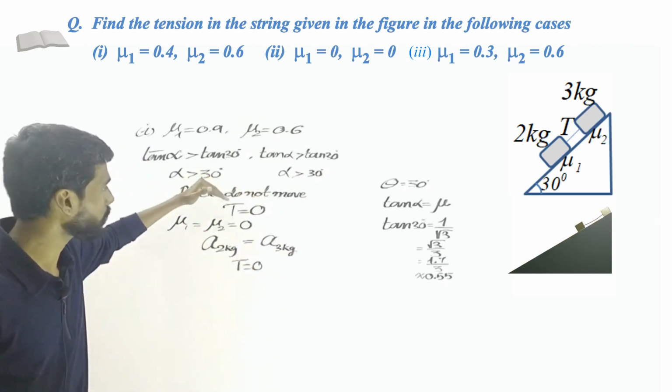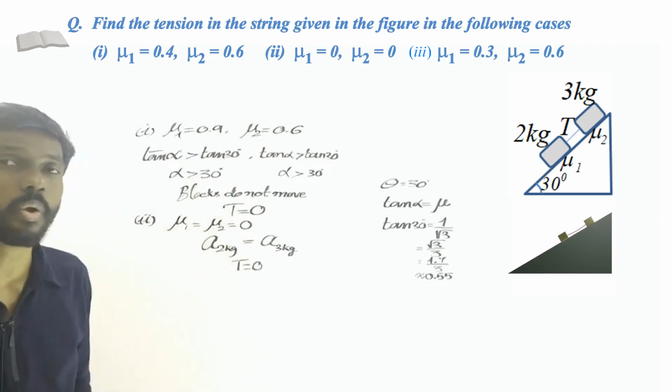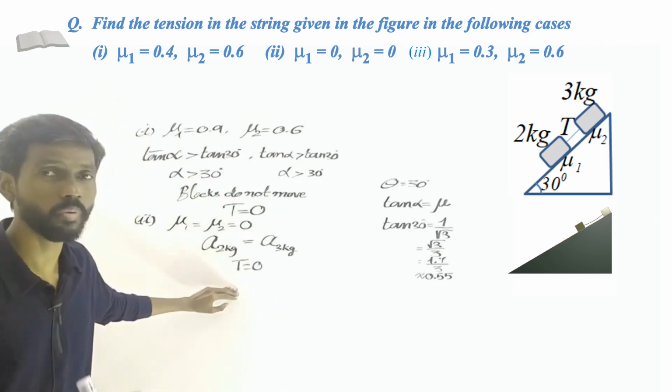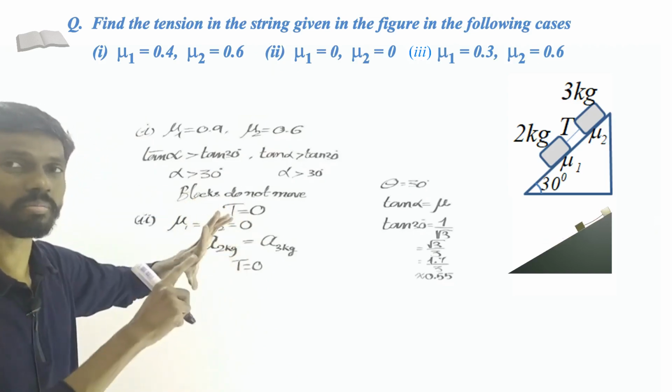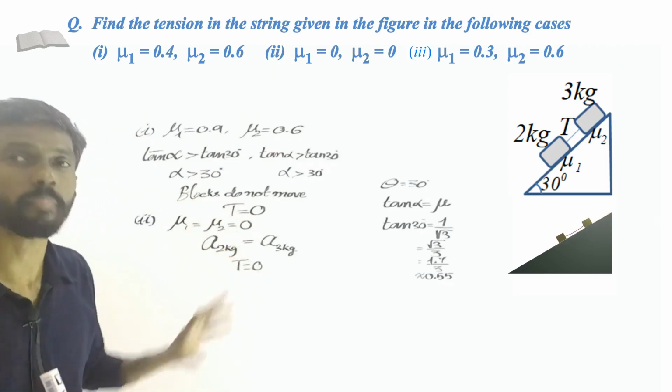So in the first case tension is zero, and in the second case tension is again zero, but for a different reason. Here both are moving with the same speed; there both are at rest. In any case, the tension is zero in these two cases.